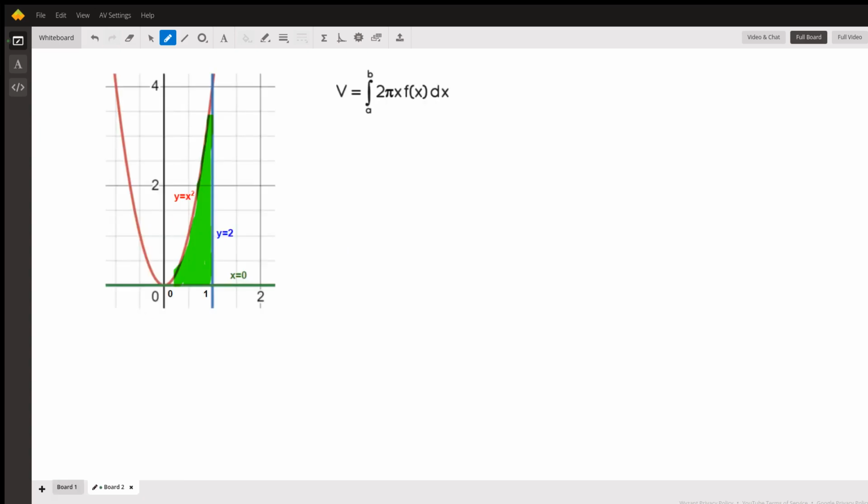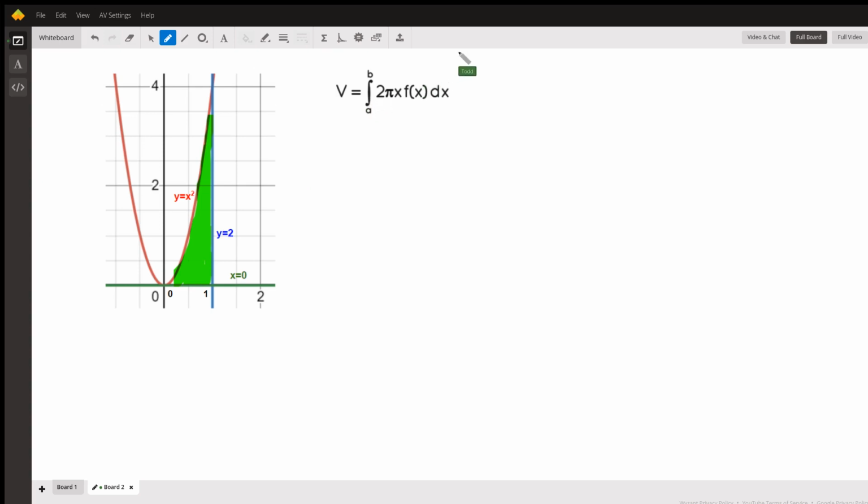This is the graphs on Desmos. This is y equals x squared in red. Blue is y equals 2. In green is x equals 0. And you want the region enclosed by all three, so I labeled that in green. You want this region rotated around the y-axis. So we're going to use this formula.